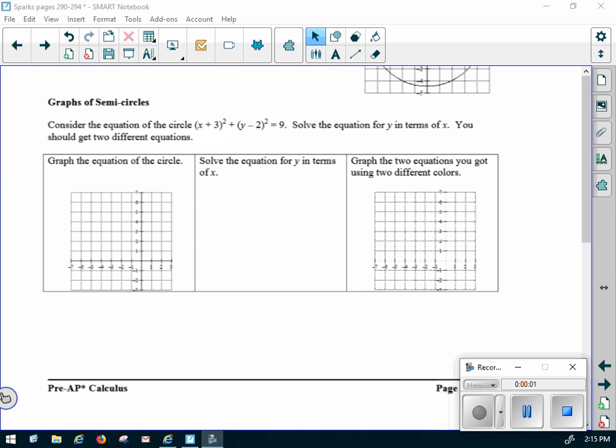Finish semicircles because we didn't get that part done. We got everything else done that we really needed to, though, I think.